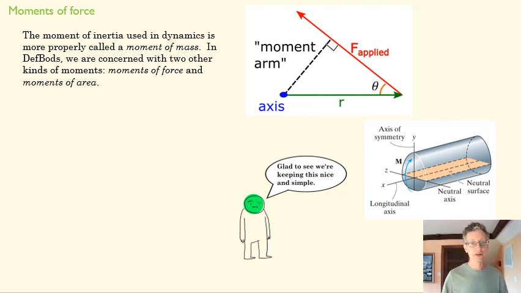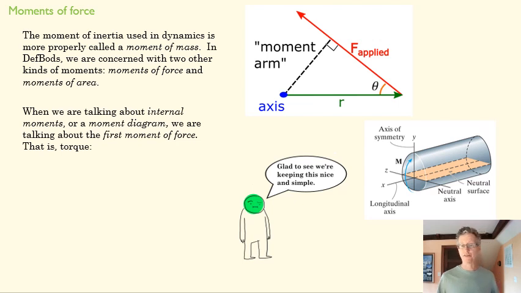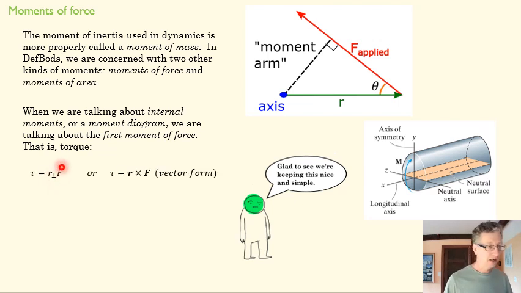The moments of force, when we talk about a moment diagram or we talk about an internal resultant moment, that is a moment of force, and it's a first order moment of force, and that is torque, right? So here we have our physical quantity, here we have our distance. There's no exponent on the distance, so this is a first order moment, and so torque is the first moment of force, which is why we call that a moment arm, right? This R perpendicular that we define when we talk about force is called the moment arm.